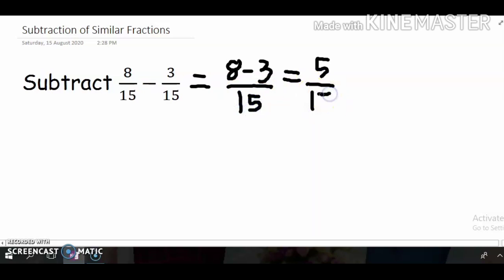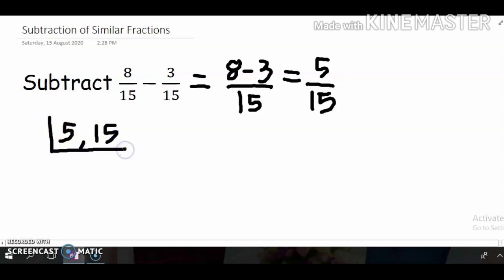Right? So, this is now the answer, 5 over 15. But don't forget, if kayang i-simplify ang resulting fraction, we have to simplify. Okay, so since ang 5 at 15 ay pwede pang i-lowest term, we're going to use continuous division to get the GCF. Sa paglo-lowest term, kailangan hanapin ng GCF.